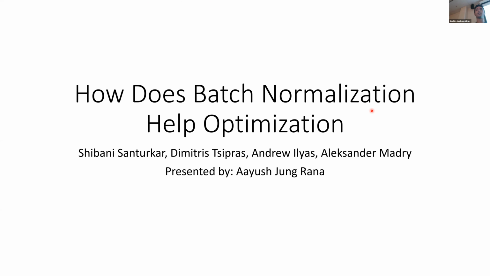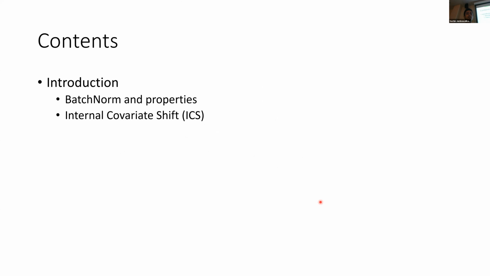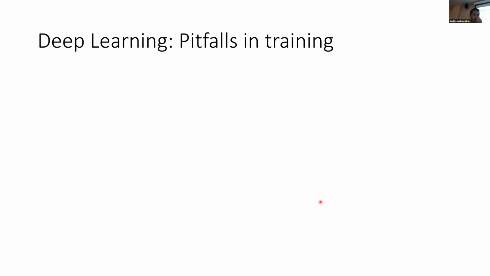Okay. Hello, everyone. My name is Aayush, and today I'll be discussing how batch normalization helps in optimization. It's a bit lagged. So here, the basic contents: we'll go through the introduction of batch norm, various properties, and what it addresses in the original paper, the internal covariate shift. Then we'll go through the methods and results from this current paper and some discussions on them.